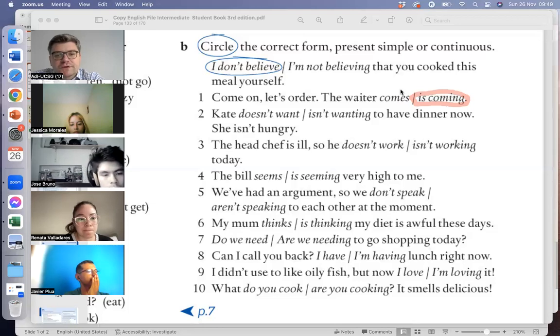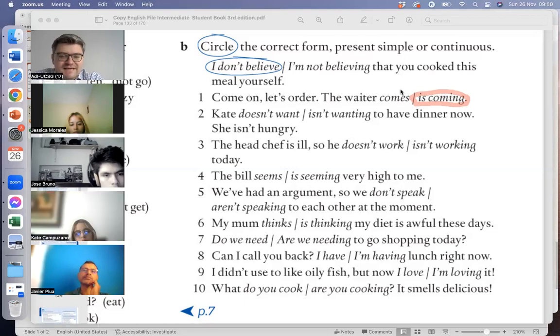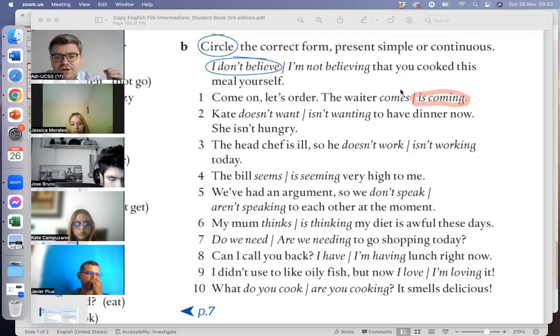Which sounds more right for you? Isn't wanting to have dinner, or doesn't want to have dinner? Doesn't want. Exactly. Remember what we said yesterday about the English language. Sometimes you might not know the rule. You might not know exactly why you're using that with a specific verb, you need to be using present simple and not present continuous.